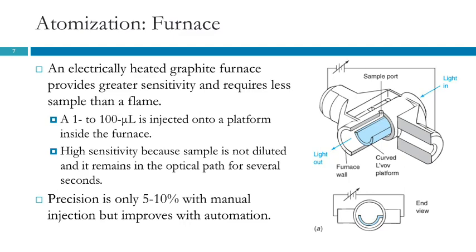This is going to use a lot less sample because instead of needing to put your sample tube in a beaker and have it drawing up liquid, here you're just going to inject some through the sample port, and you can use as little as 1 microliter of sample. It has high sensitivity because we are not diluting the sample, and the sample is going to remain in the optical path longer than in a flame. The optical path is through the length of it here, and you've got your sample there being vaporized, and you'll have it there for several seconds.